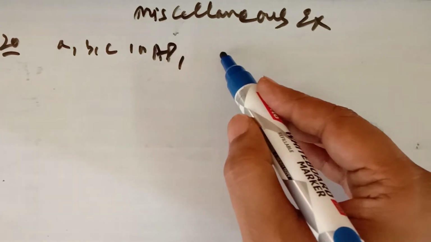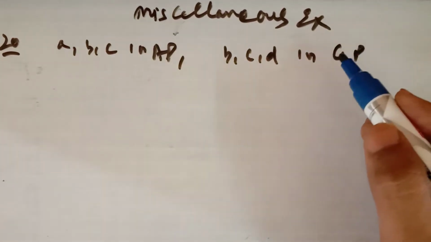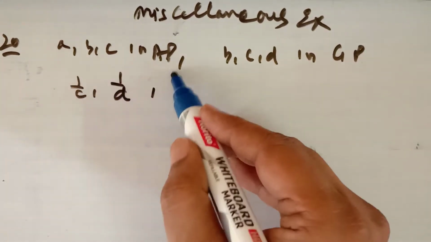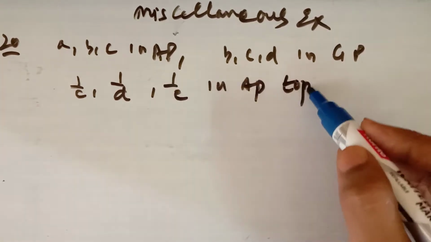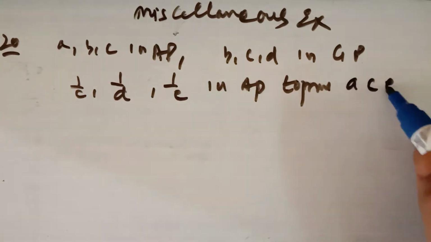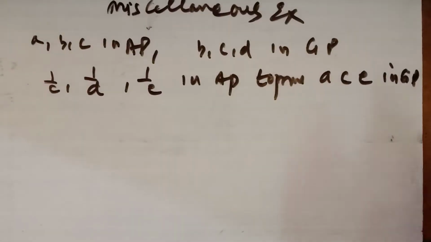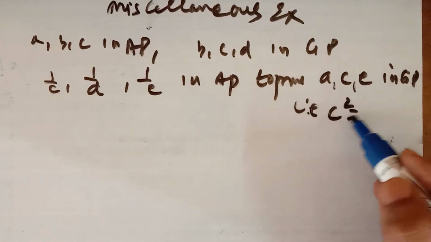It is given that B, C, D are in GP, and 1 upon C, 1 upon D and 1 upon E are in AP, and you have to prove that A, C, E are in GP. That is, you have to prove that C square is equal to A into E.